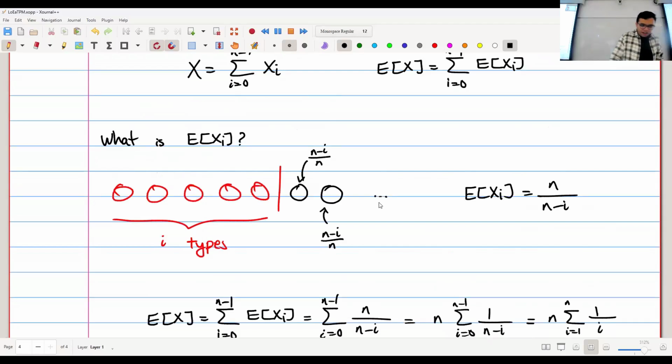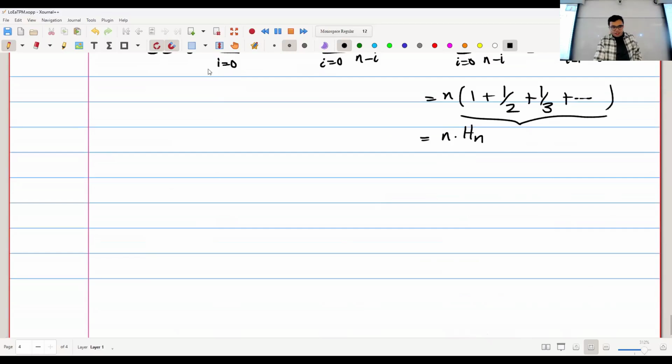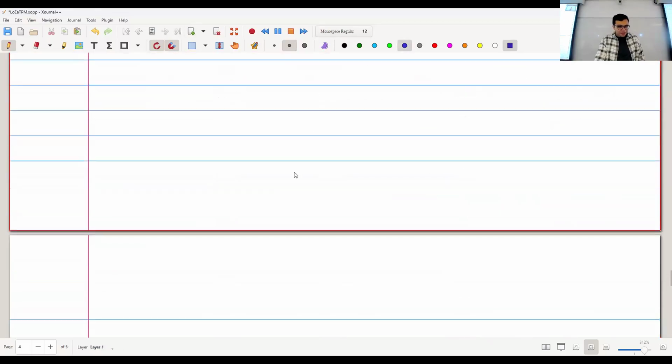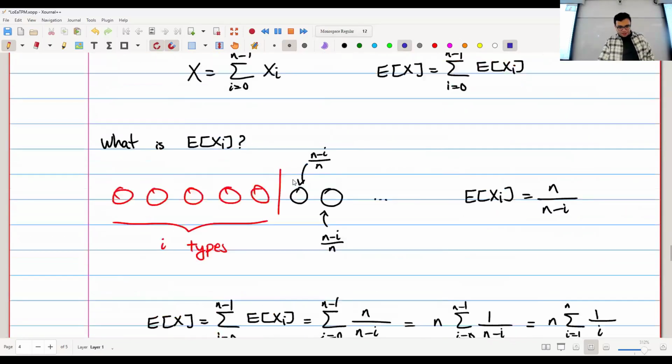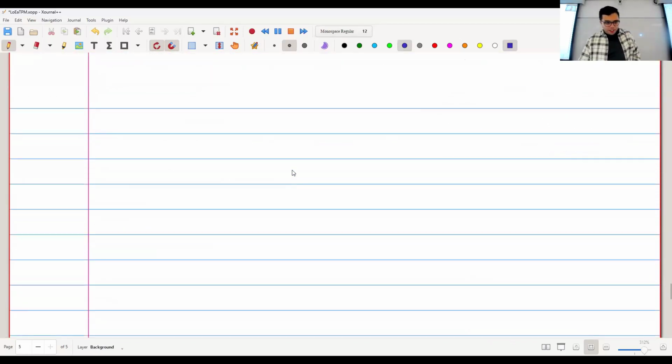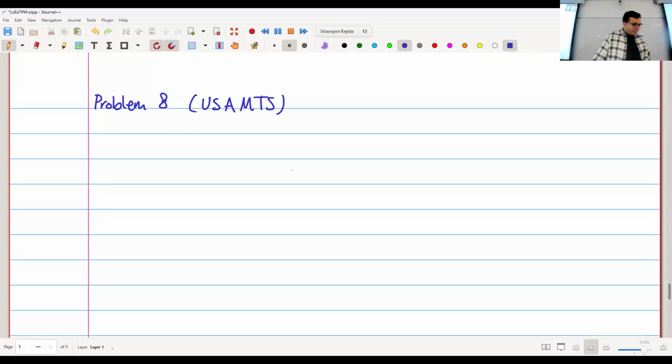Okay. I'm going to give you a problem without the solution because we're running out of time and I was slower than I expected. So problem 8. This is a problem from USA MTS. What is MTS? Mathematical Talent Search. USA MTS. Okay.